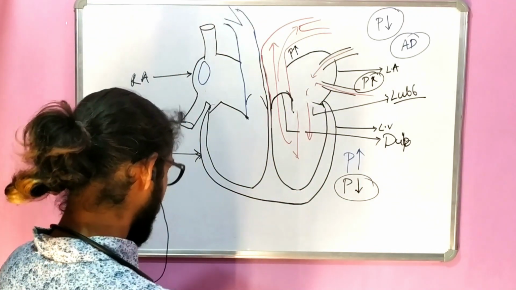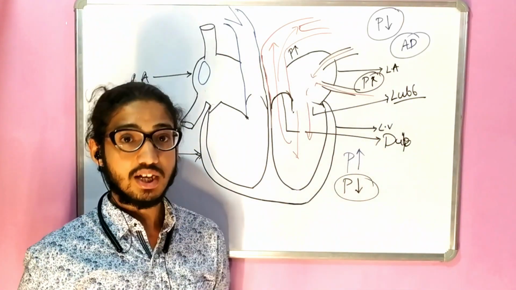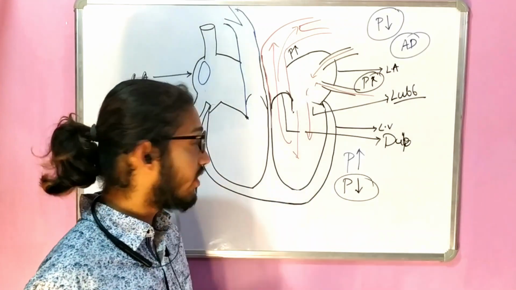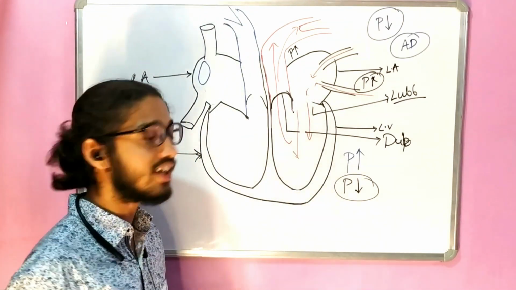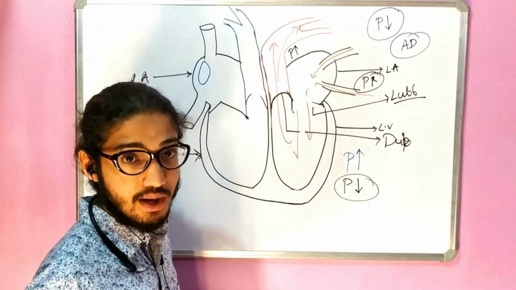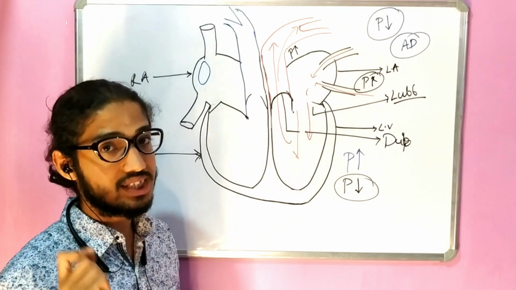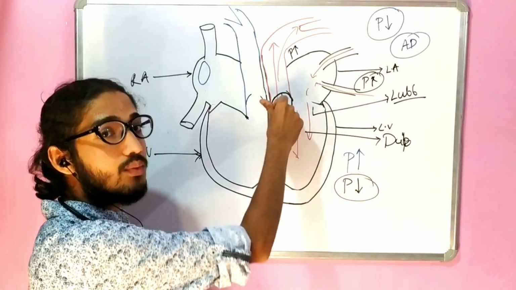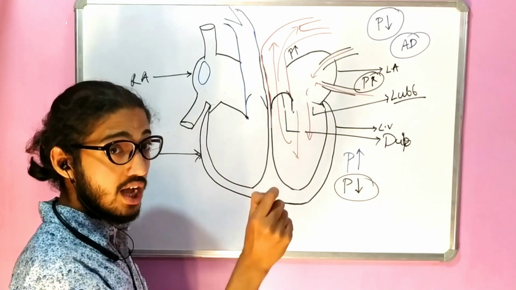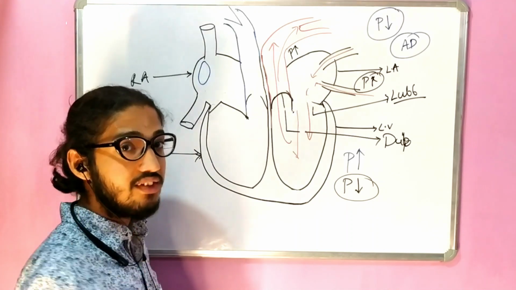Okay, now the sound that is being produced is LUB and DUB. I know everybody has heard this in Bollywood, like dil dhak dhak karne laga. However, it's not dhak dhak, it's LUB and DUB, and it's due to the closure of the valves, the AV valves and the semilunar valves. So the first one is because of the AV and the second one is because of the semilunar.